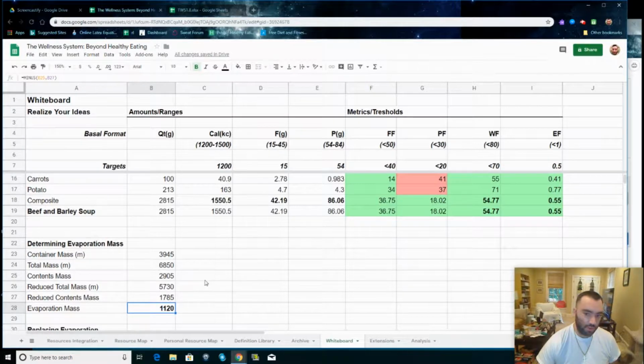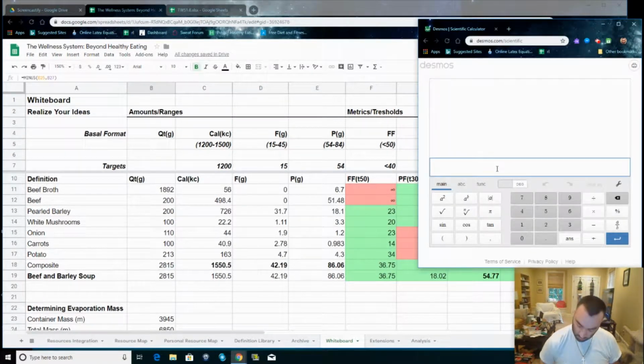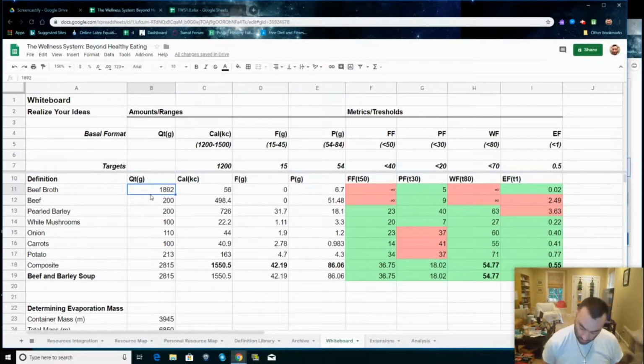So what we're going to do to make this more accurate as far as being a reflection of what we're eating, we're going to reduce the broth by this amount, 1120. So we'll come here. Okay, so what we actually have in our pot of soup is 772 grams.